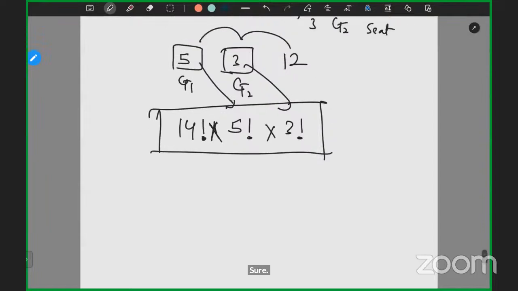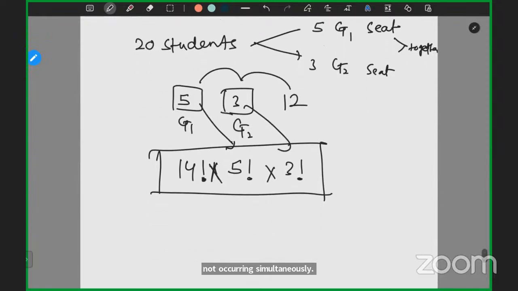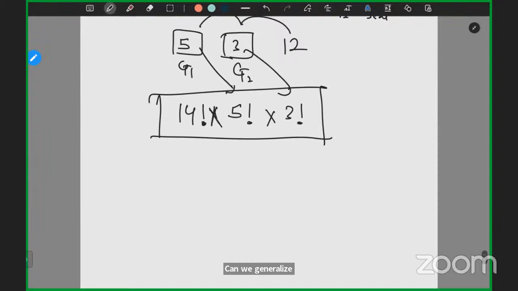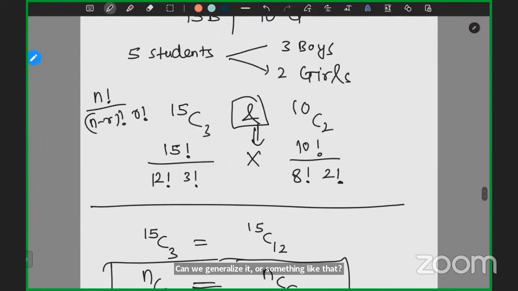Sir, I had a doubt. Sir, can we generalize when events are occurring simultaneously and when they're not occurring simultaneously? Can we generalize it or something like that? Simultaneously and not simultaneously, I mean, see, it depends on the question. But that is what it is, right?